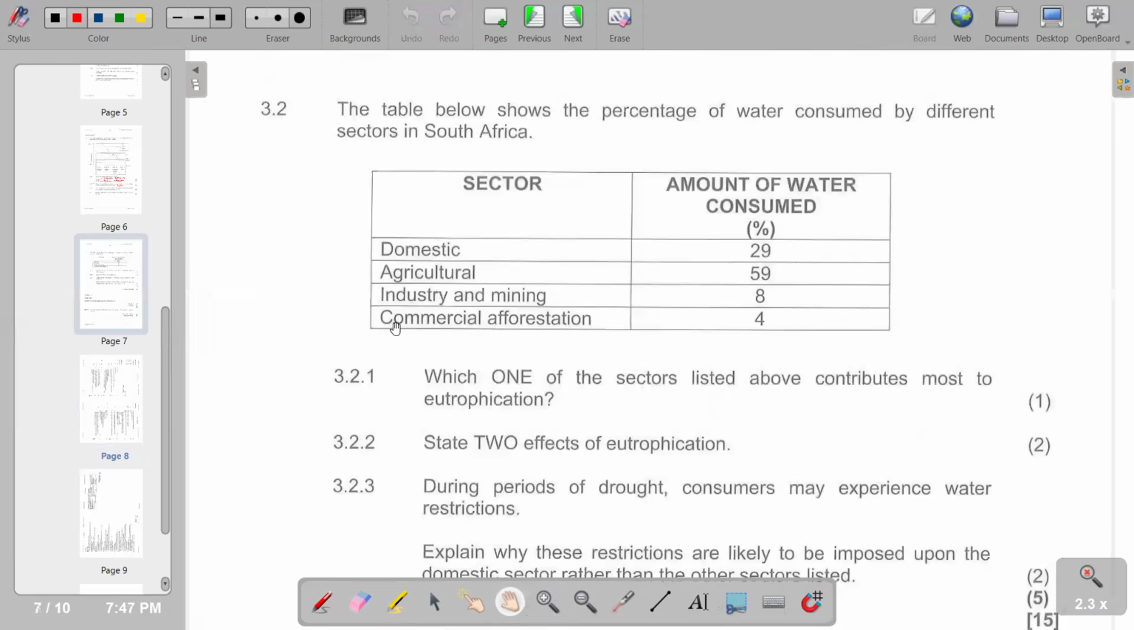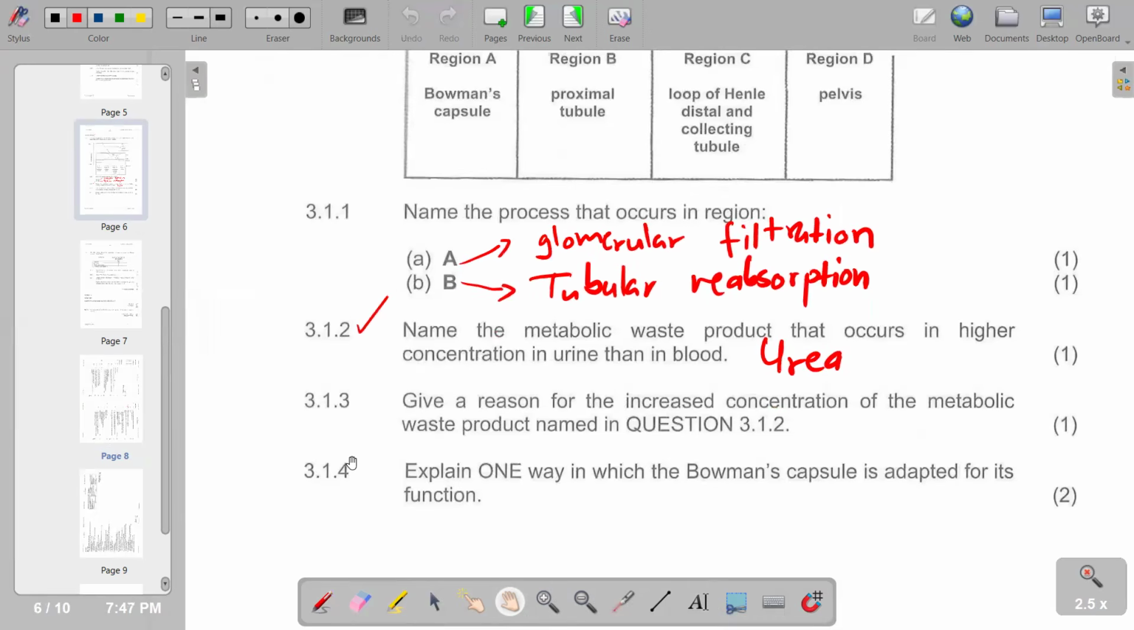So moving on to the next part, given in 3.1.4: explain one way in which the Bowman's capsule is adapted for its function. You see, the inner wall is a single layer of podocytes with slit pores that allow only very small substances from blood to pass through. So that is the response to 3.1.4.